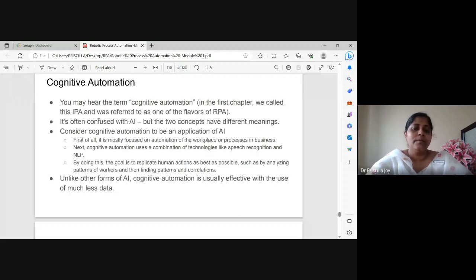So for which the cognitive automation uses a combination of technologies, that is, speech recognition, for which we'll be integrating natural language processing, NLP, which is a concept which is there. So it will be integrating both the technologies, and with the help of which it will be recognizing this speech. So for which we need to add some extensions.